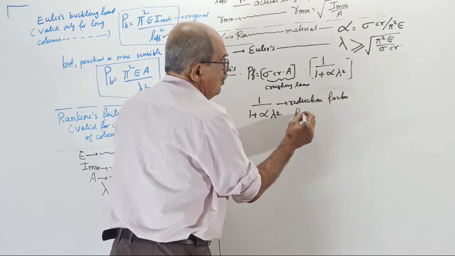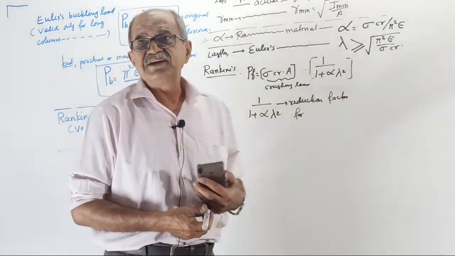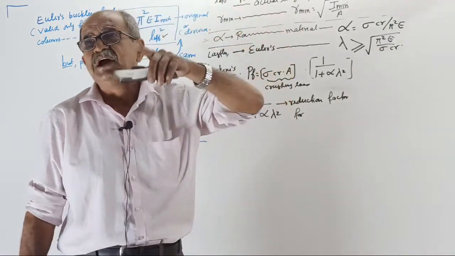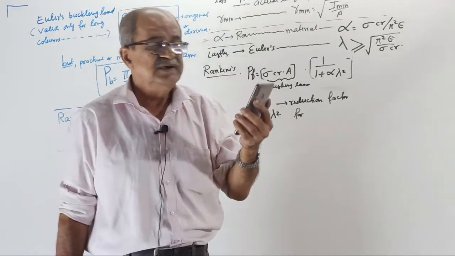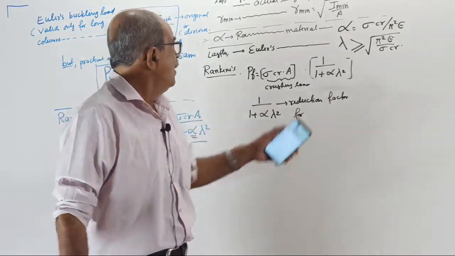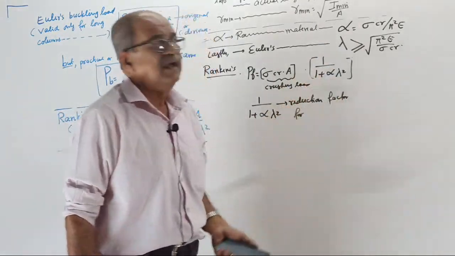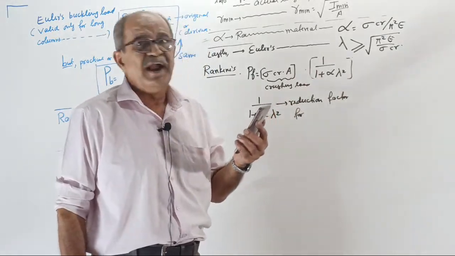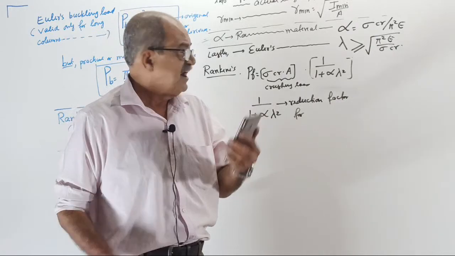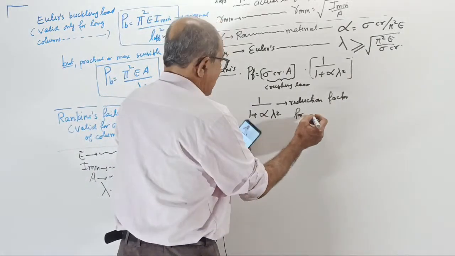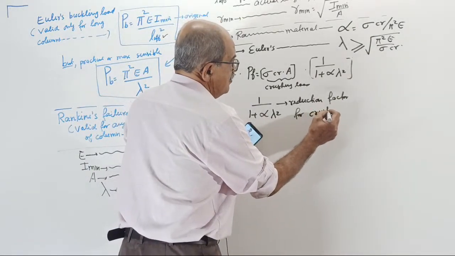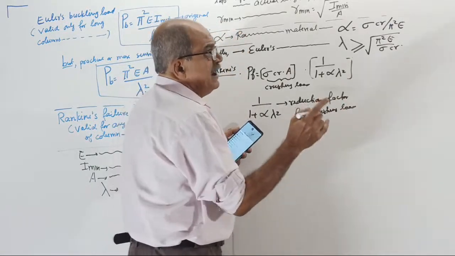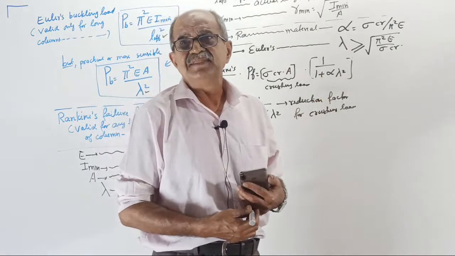for which load? Crushing load or buckling load? In steel structures it is there. You can call it the reduction factor for crushing load. Good. For crushing load. And make a note, it is a mathematical sense.